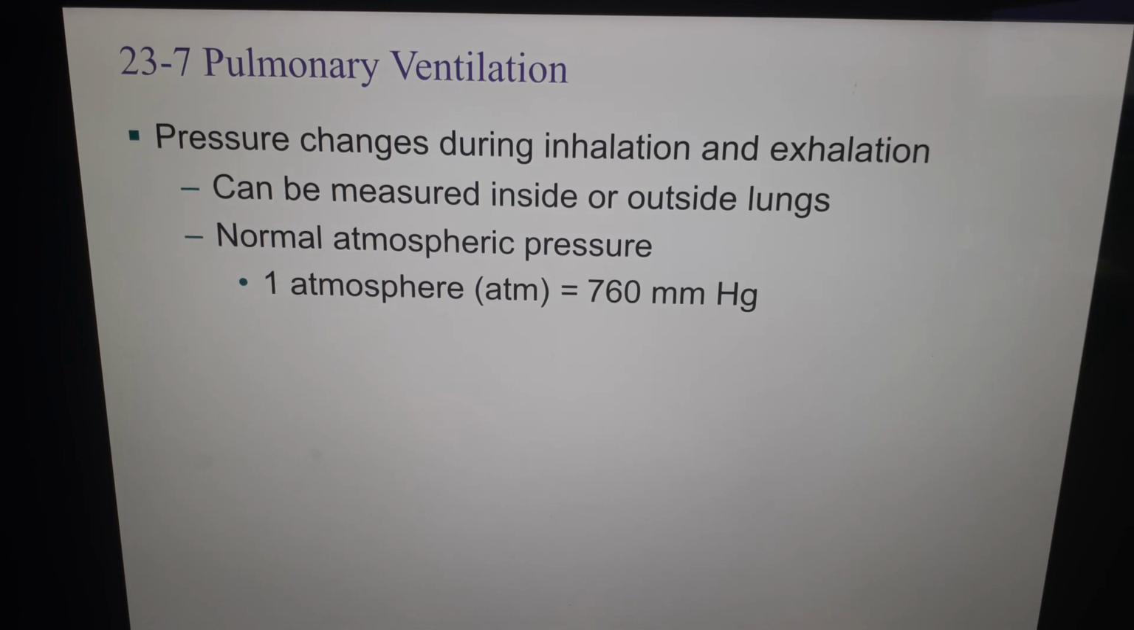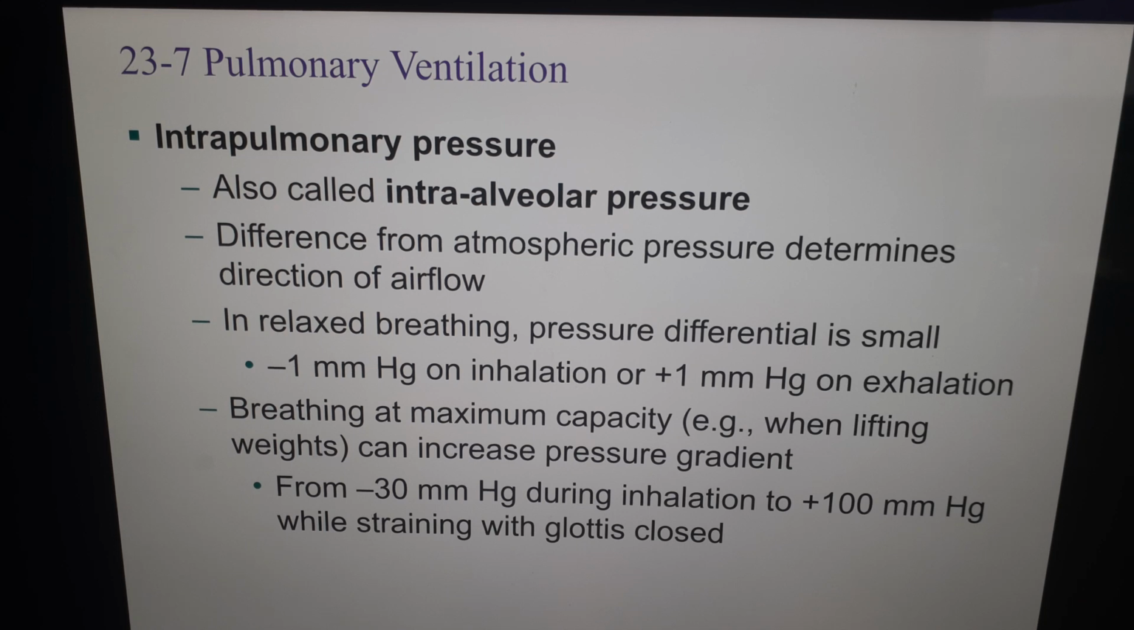Now, the pressure changes. What's actually happening? So we can measure these changes either inside or outside the lungs. The normal atmospheric pressure is described as 1 atmosphere, which is 760 millimeters of mercury. Now, notice you have your lungs inside pleural cavities, an individual pleural cavity for each lung. Between the visceral pleura on the surface of the lung and the parietal pleura on the wall of the cavity, there's a space. That's our pleural cavity. Now, there is also an air pressure there. It's called the intrapleural pressure.